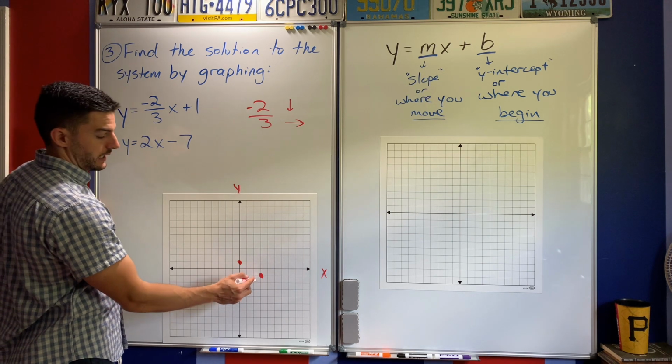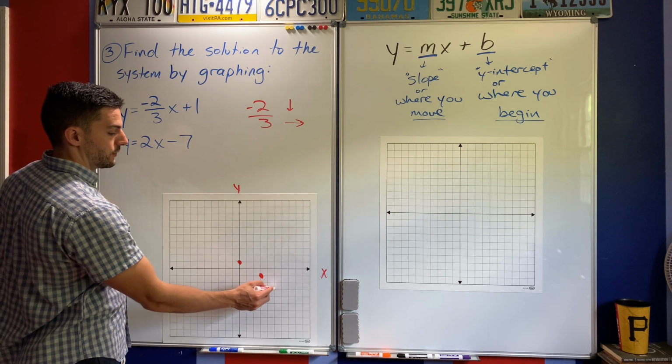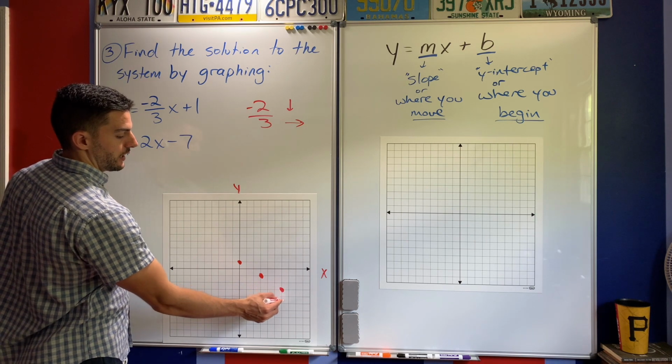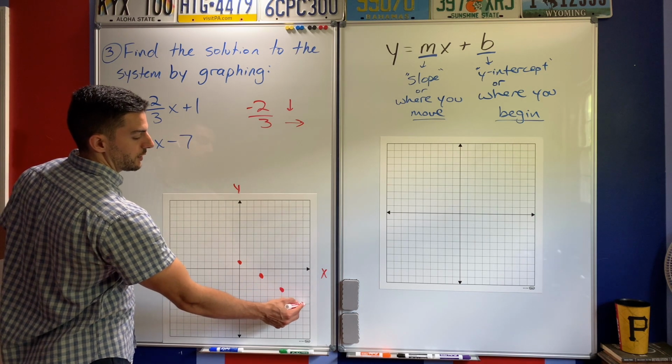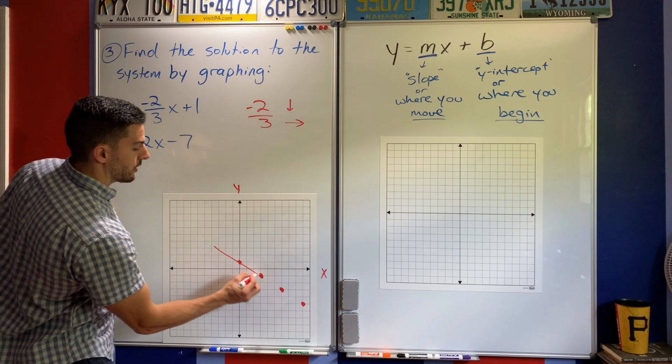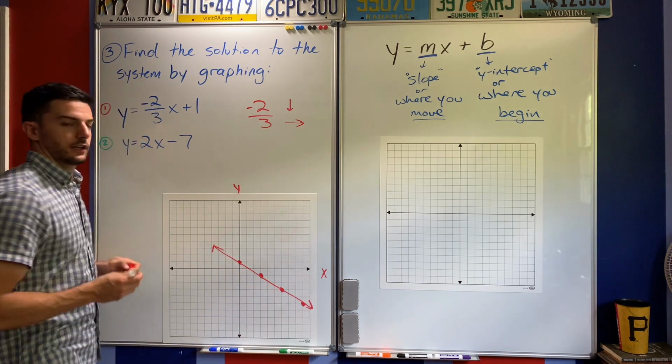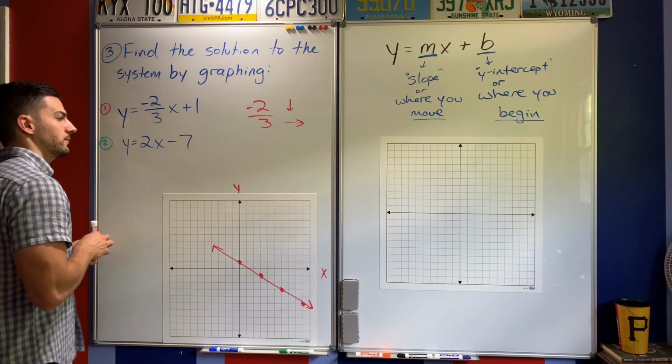Okay, and I keep moving in that same direction, right? Down 2, right 3, point. Down 2, right 3, make a point. And there we go. There is my line. My first line.